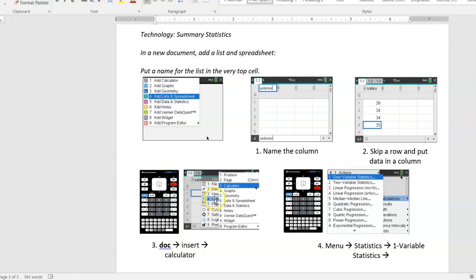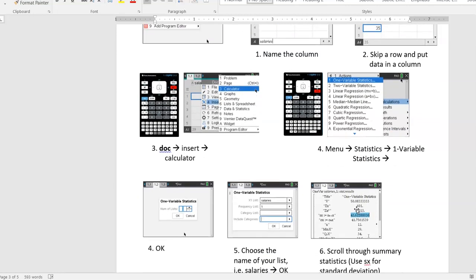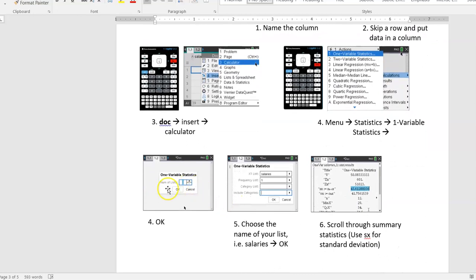Step 3, you'll go to documents, insert, calculator, and that'll take you to a new page. And then follow the menu for step number 4. Press menu, statistics, and one variable statistics. You'll get a screen like this. Click OK.